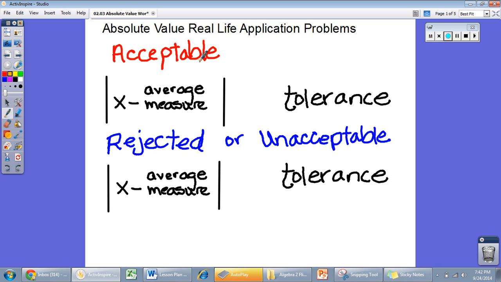So when we looked at the acceptable products, we're talking about products that are less than or equal to the tolerance, and when they're rejected, they are greater than the tolerance. They're outside the tolerable size or weight or whatever the situation. Notice the two formulas are the same. The only difference is their inequality symbol. So let's take a look at our first word problem.